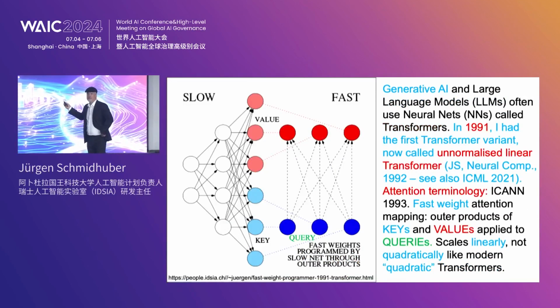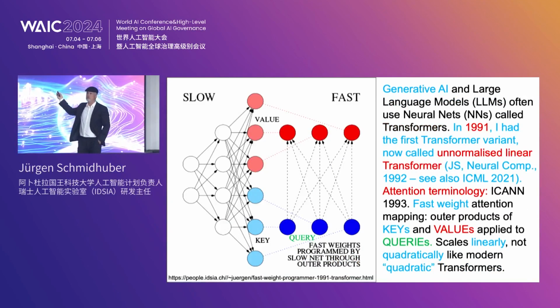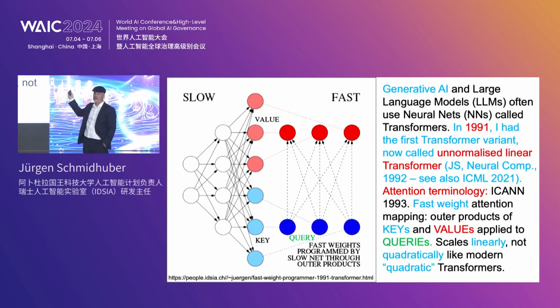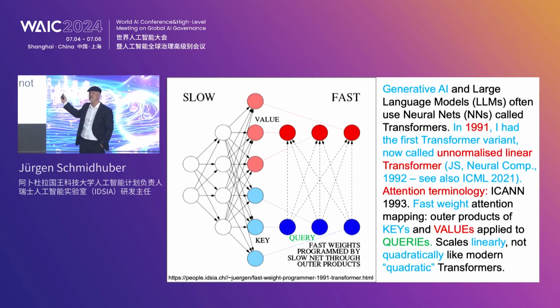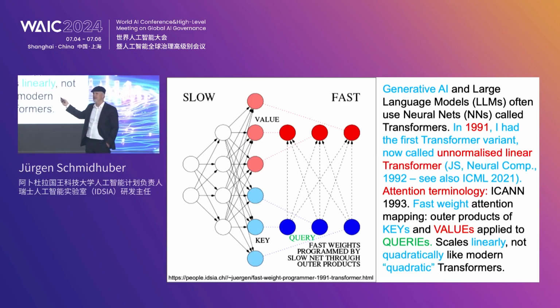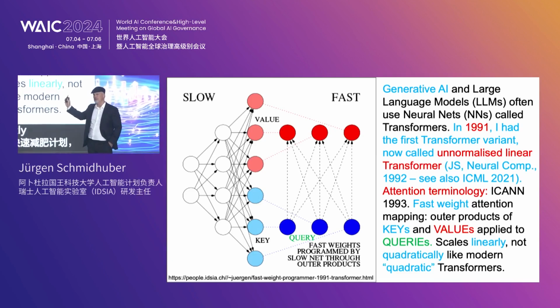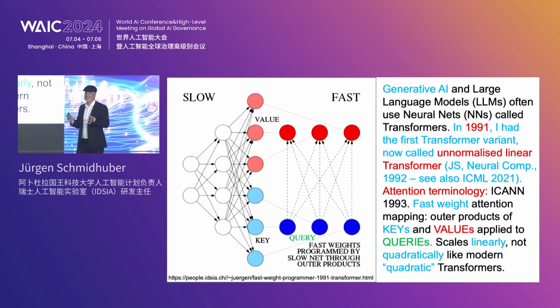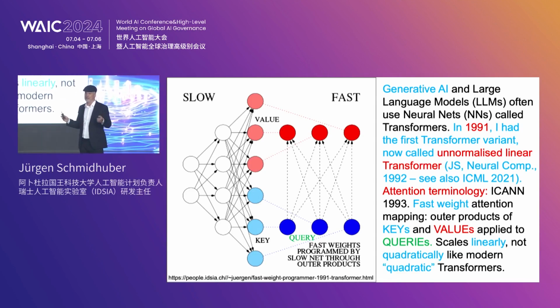And what we see here, some people think that transformers go back to 2017 to Google, but that's not true. The first transformer type was published in 1991. I called it a fast weight controller. Today it's called an unnormalized linear transformer, but back then I didn't call it a transformer, I called it a fast weight programmer or a fast weight controller. It's doing exactly the same thing that modern transformers are doing, except that it scales linearly. It's called a linear transformer because it scales linearly.